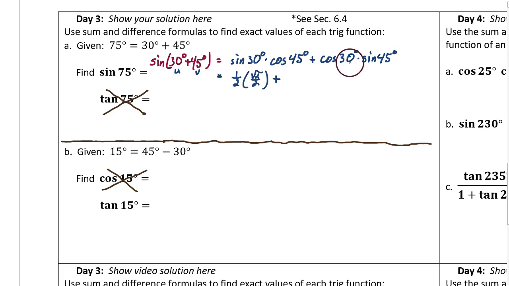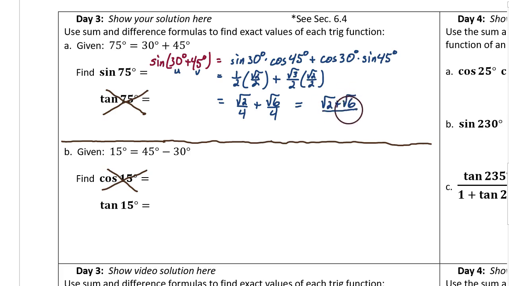The cosine of 30 is the x-coordinate of the dot at the 30-degree angle. That's the square root of 3/2. And the sine of 45 is the y value of the dot at the 45-degree angle. That's the square root of 2/2. Now let's simplify this. The square root of 2 all over 4 plus the square root of 6 all over 4. They have common denominators, so the numerators can be combined. Here is the exact value, no decimals, for the sine of 75 degrees.